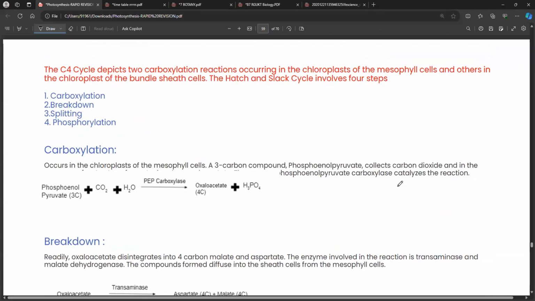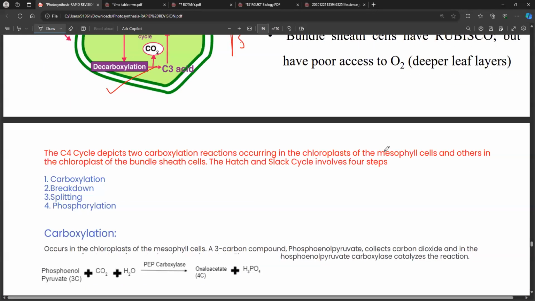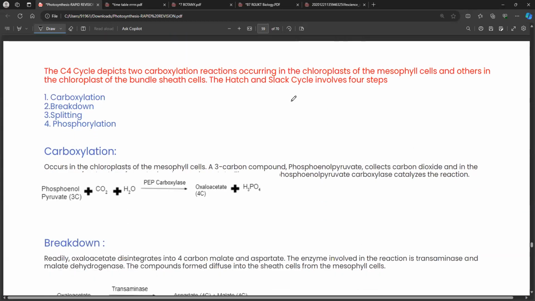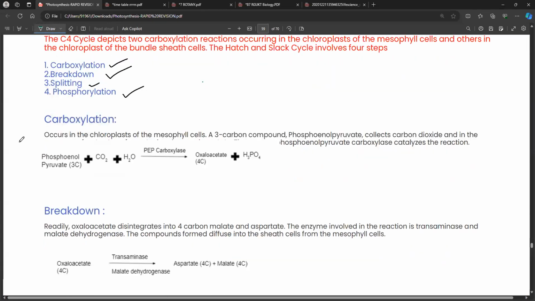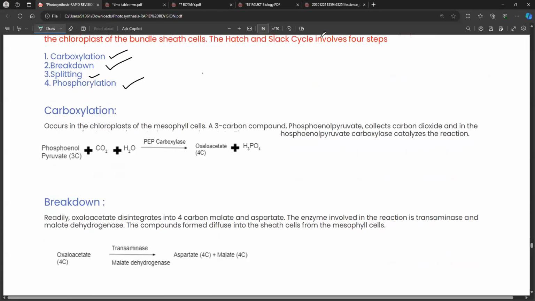It's very crucial. I want you to focus. If you look into the C3 cycle, we read fixation, reduction, regeneration. Now focus, all the students. I'll explain step by step. In case of the C4 pathway, the steps are carboxylation, breakdown, splitting, and phosphorylation. Because you can expect the question from the names of the steps also. So what's happening in the carboxylation? You only tell me. All the students look into this.